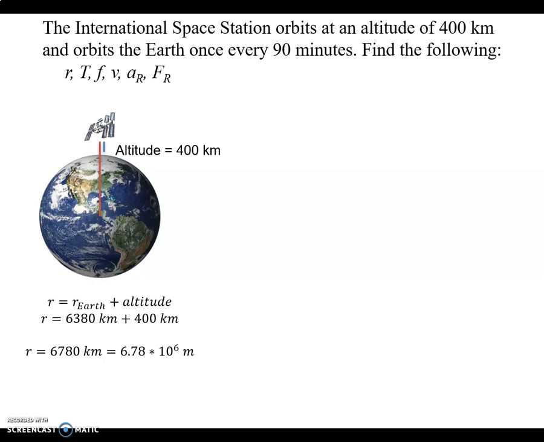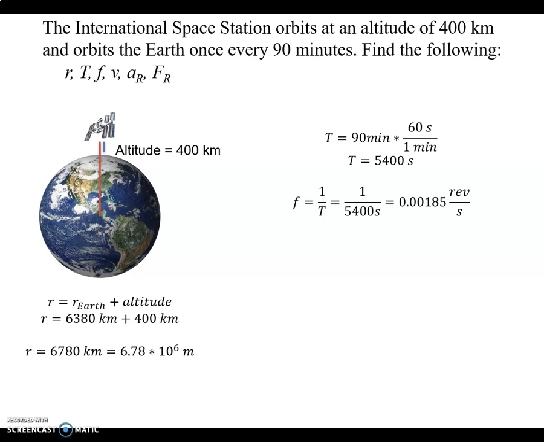The second thing on our list is the period. Well, what is the period? It's the amount of time it takes for one orbit. The problem gave that to us: it orbits the Earth once every 90 minutes. We can go a little further and give the period in seconds. Just convert from minutes to seconds, multiply by 60, and we find that the period is 5,400 seconds. 90 minutes also works for the period, but we're going to need it in seconds. What's the frequency? Frequency is just 1 divided by the period, so that's 1 divided by 5,400 seconds, which means you go through 0.00185 revolutions per second. Okay, so that's the period and the frequency.